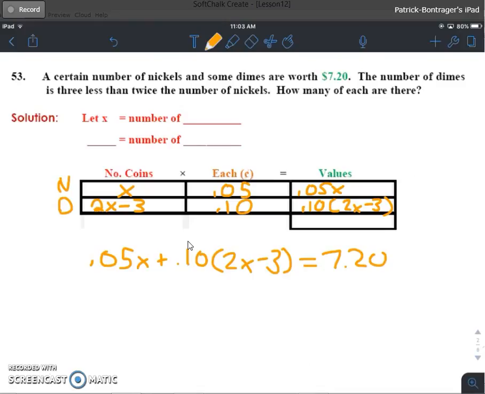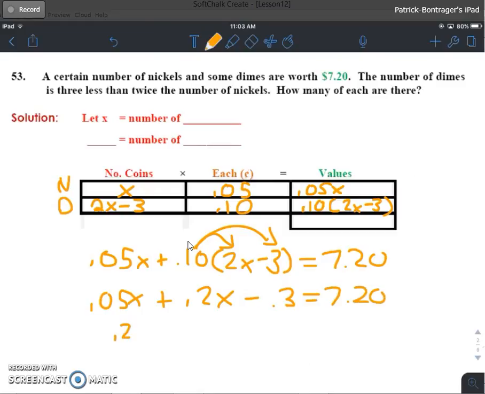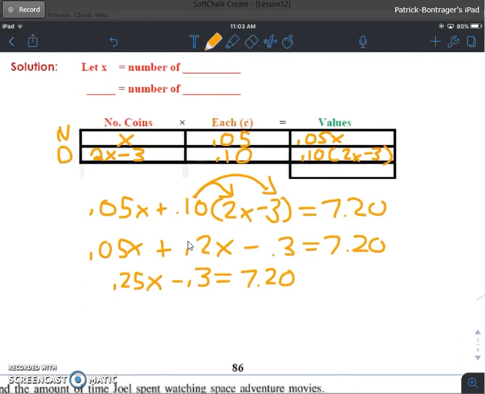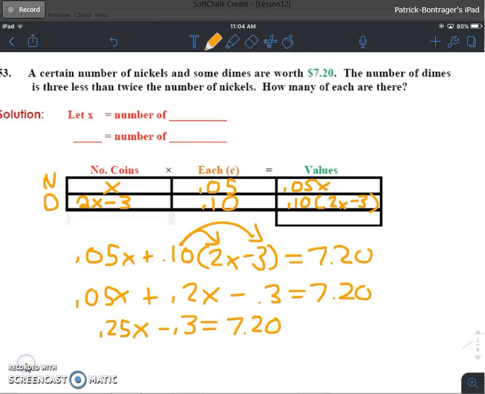I'm going to use the distributive property. I get 0.05x plus 0.2x minus 0.3 equals 7.20. Combine like terms, I get 0.25x minus 0.3 equals 7.20. So I'm going to add 0.3 to both sides. I get 0.25x equals 7.5.